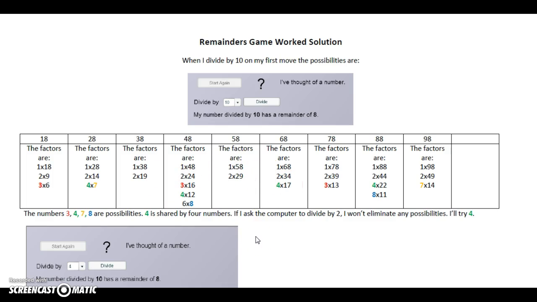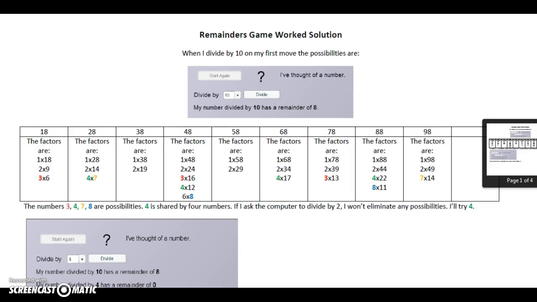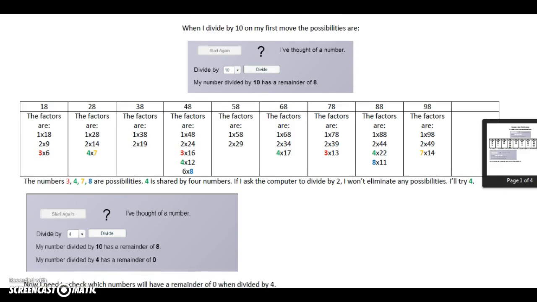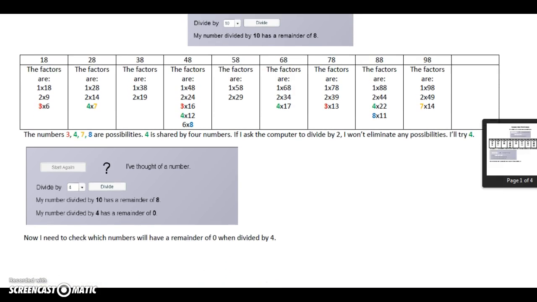So I'm thinking, you know what, if I ask the computer, you can see it's divided by 2. All the numbers are divided by 2. Well, I'm not going to ask the computer to divide by 2 because it won't eliminate any possibilities. So I'm going to try 4. And so when I ask the computer if it's divided by 4, this is what it's going to tell me. For this particular example, it says the number when divided by 4 has no remainder. The remainder is 0.